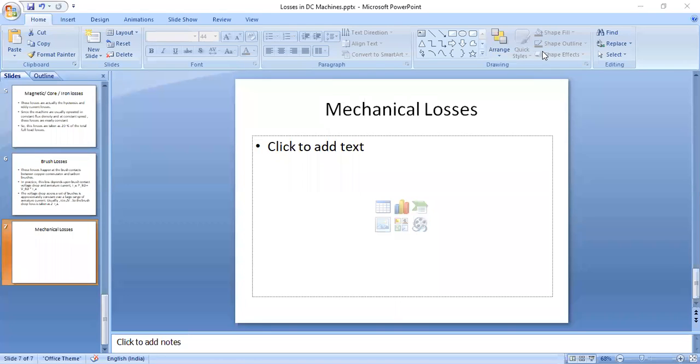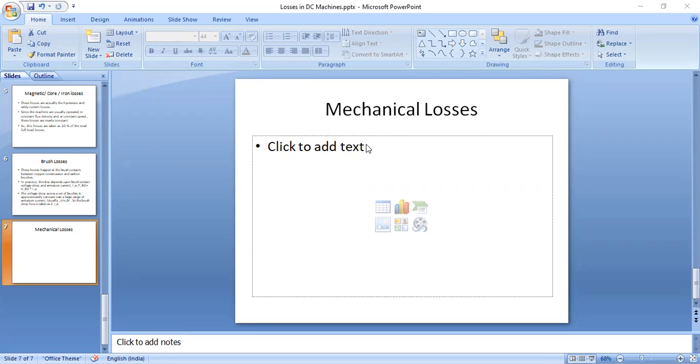Hello everyone. Welcome back to our previous discussion on the losses in DC machine. In the last class we discussed the magnetic core loss, also called iron loss, and also the brush losses. In this video we are going to discuss the mechanical losses.